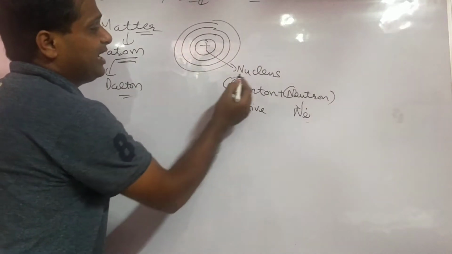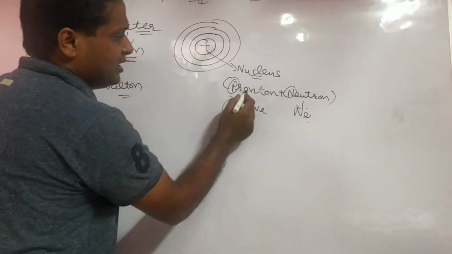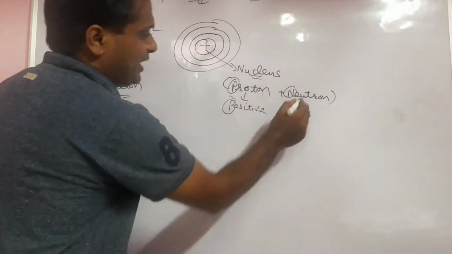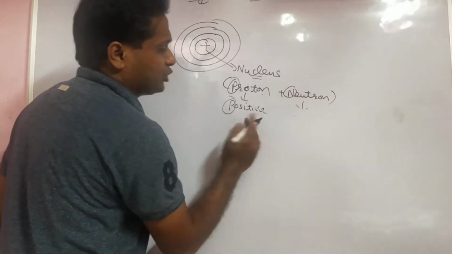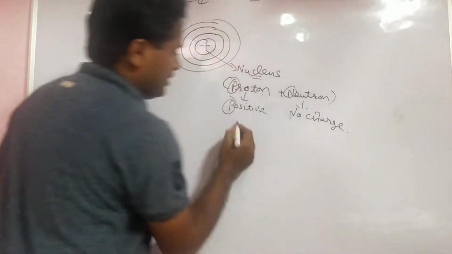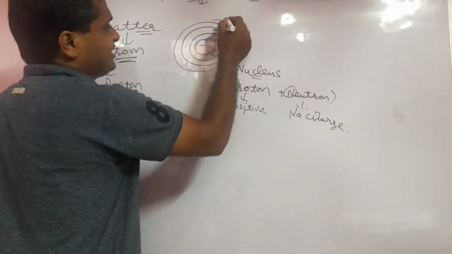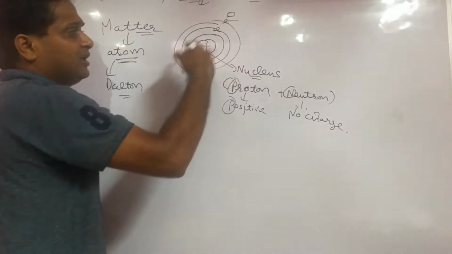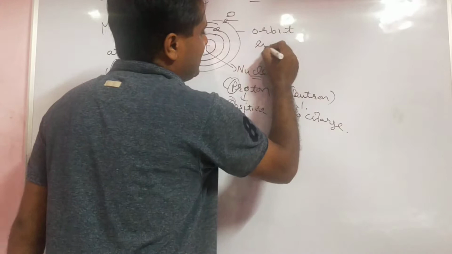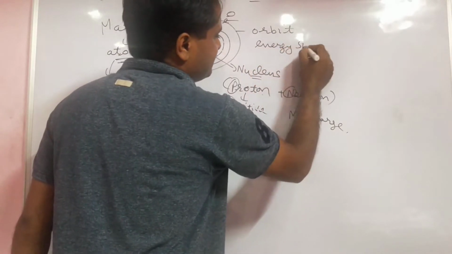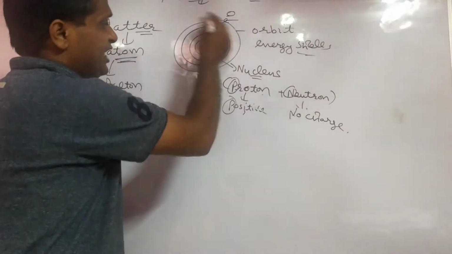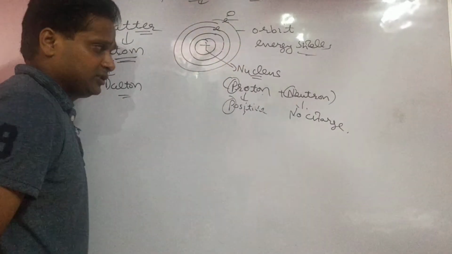The atom is made up of, first of all, a nucleus, which is made from protons plus neutrons. Protons have positive charge and neutrons have no charge. In the shells, electrons revolve around the nucleus. These are called orbits or energy shells.